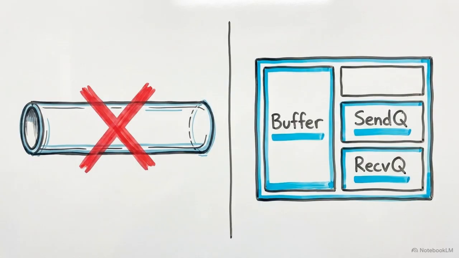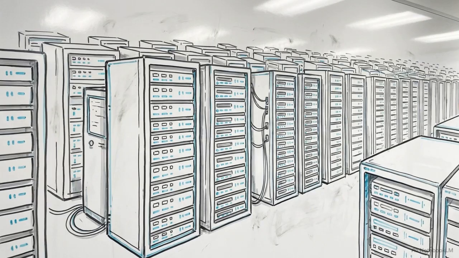Visualizing the channel as a struct of locks and queues replaces the abstraction of a pipe with the reality of how the runtime manages memory. That mental model is the foundation for writing leak-free, concurrent Go systems.